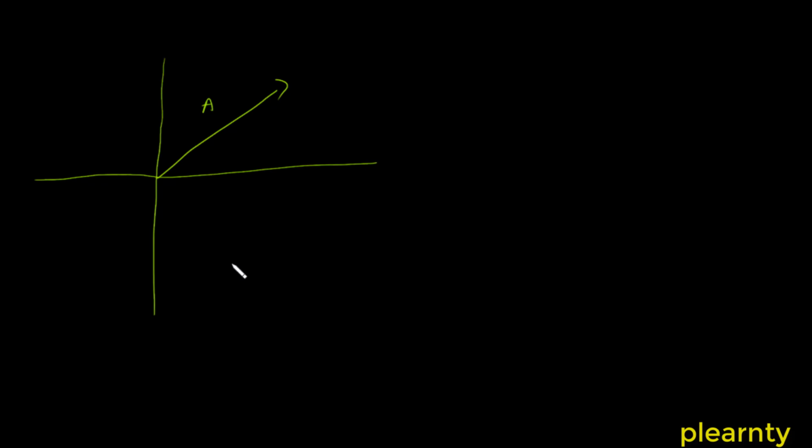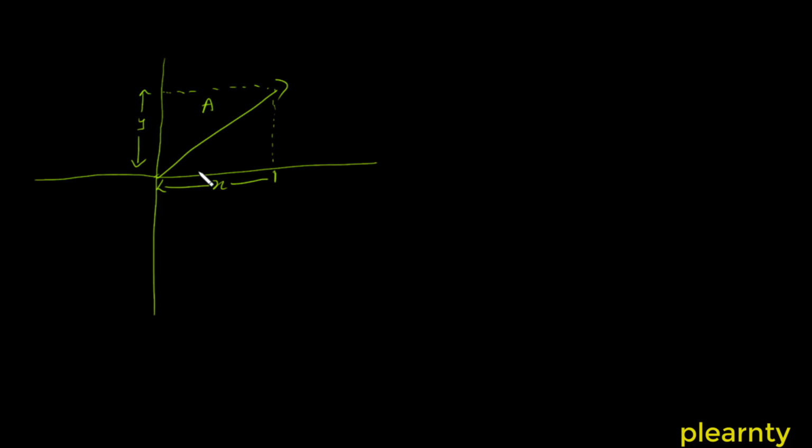When you have a vector A, this vector is said to have an x component and a y component. Let's say this is our y-axis and this is our x-axis. From this point to this point, let's trace it down to x. This is our x component, and if we trace this to y, this is our y component.